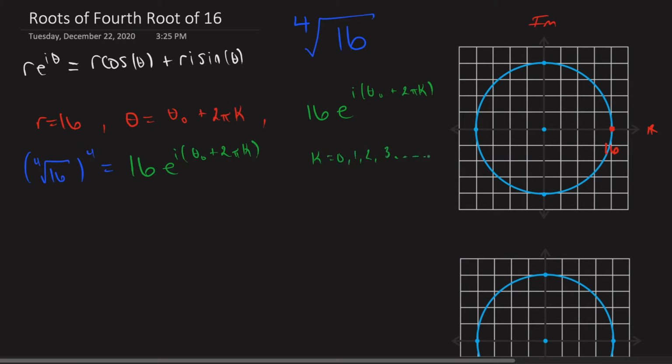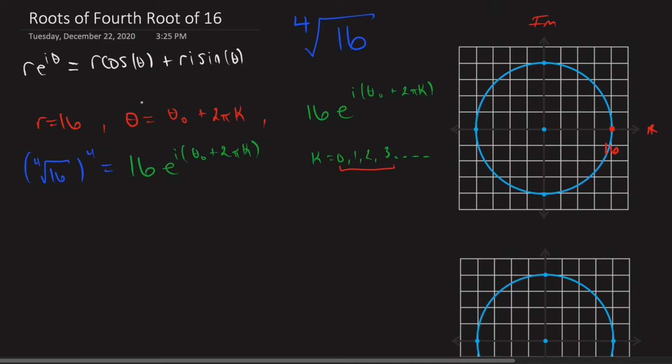In this case, we'll have 4 values, so these will be our 4 values. If you had 5, you get 1, 2, 3, 4. If you had 6, you get 1, 2, 3, 4, 5. You should get as many values as this power. We see that in this case, our r is constant and our theta is changing. So that's where we're going to get our different values from.